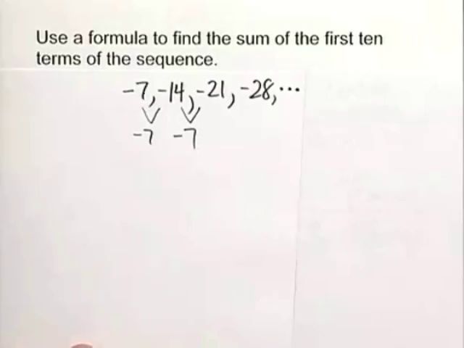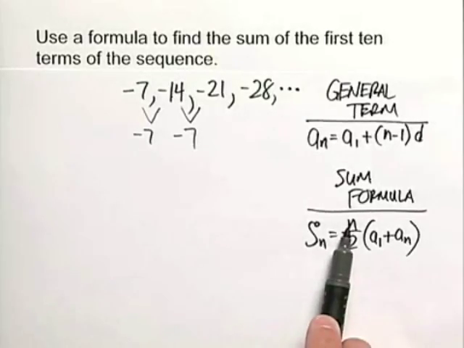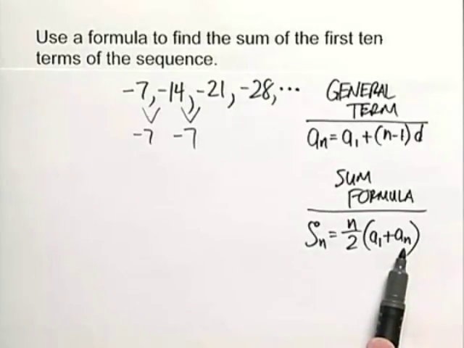So what we first need to do is look at our formulas. We have the general term formula on the right, as well as the sum formula. Our goal here is to find S of 10, the sum of the first 10 terms of this arithmetic sequence. So we know that n is 10. Here we have our first term, a sub 1, but we now need a sub n. For our problem, we need a sub 10.